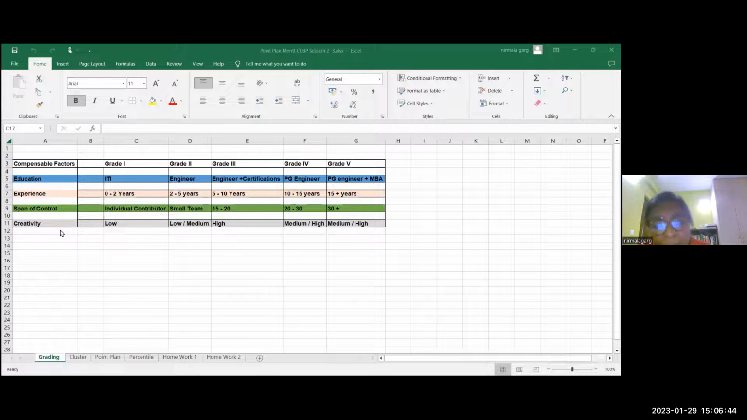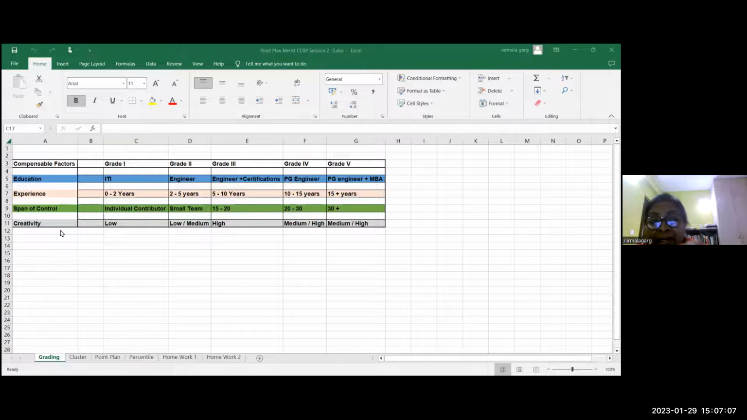So what will you do? Now that you have, I think, about 10 to 12 positions, you will be in 3 groups. What you need to do is, one of you in the group will have to create an Excel format where you are identifying 4 compensable factors, and you're writing 5 grades just like this. And then you have to write descriptors.